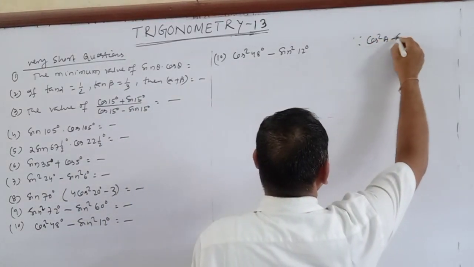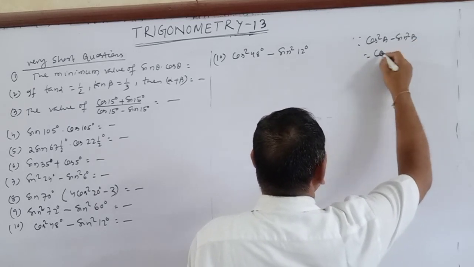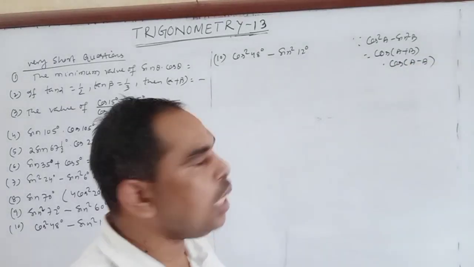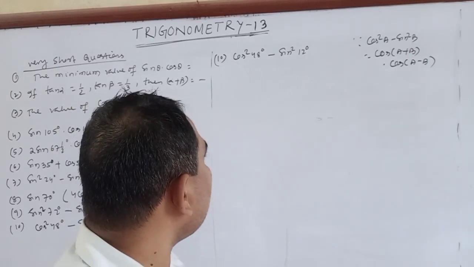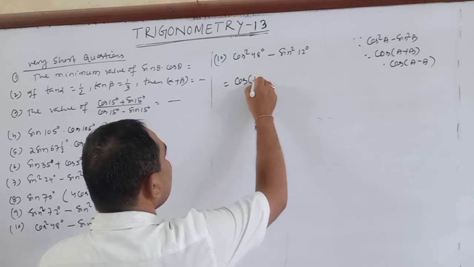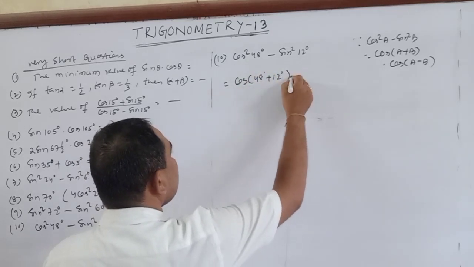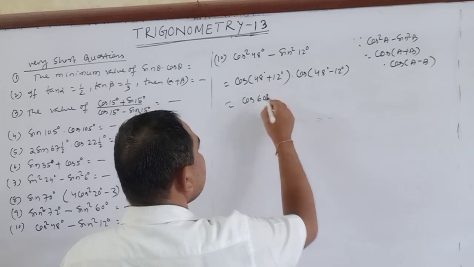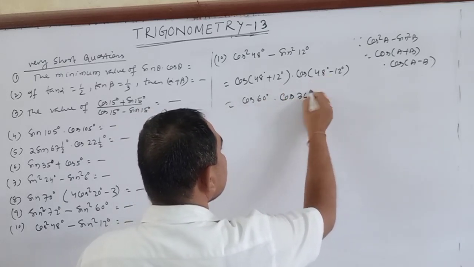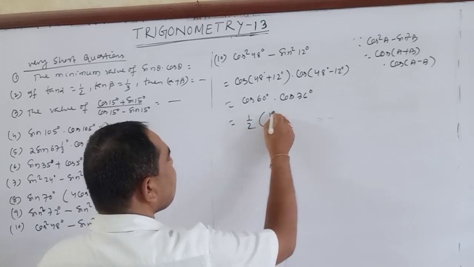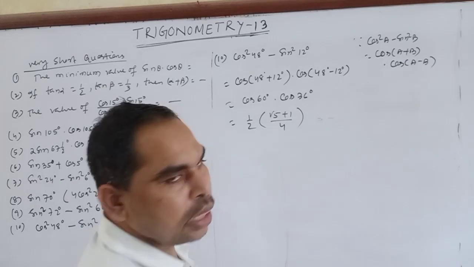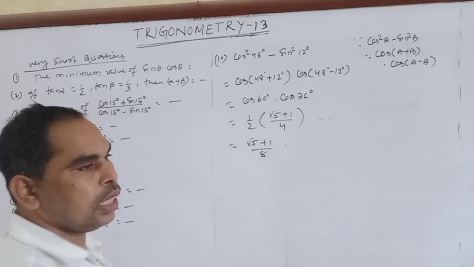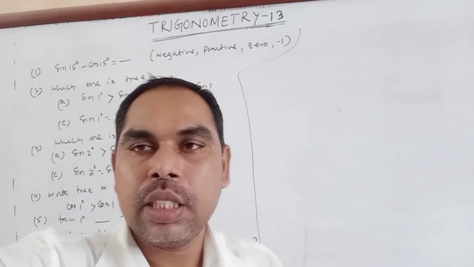Cos square a minus sin square b is equal to cos a plus b into cos a minus b. So this is cos 60 into cos 36 degree. Cos 60 means 1/2, and cos 36 degree means root 5 plus 1 by 4. So this is root 5 plus 1 by 8. Okay. Next questions.